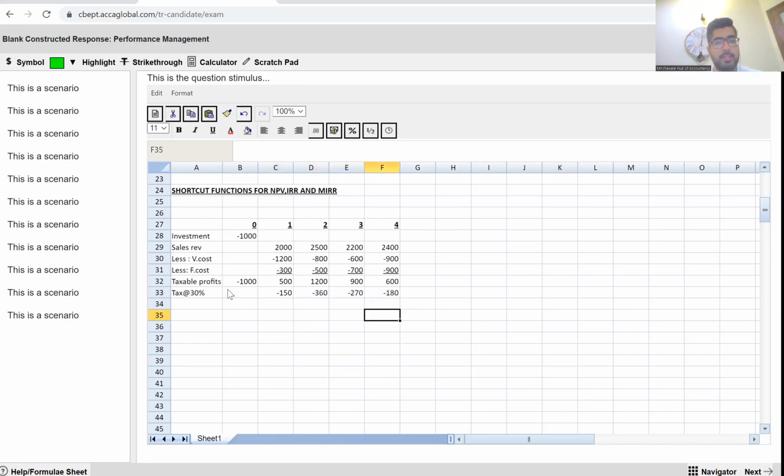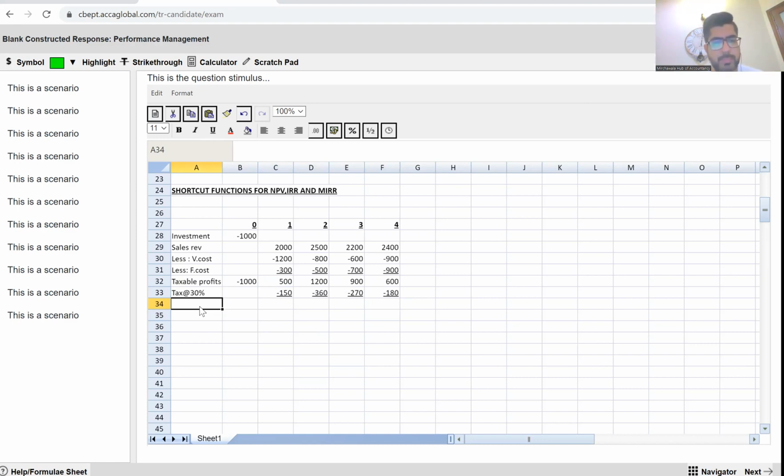Okay. Now, after taxable profit, everything is over. Maybe there is working capital, scrap, whatever. Anyways, everything is over.